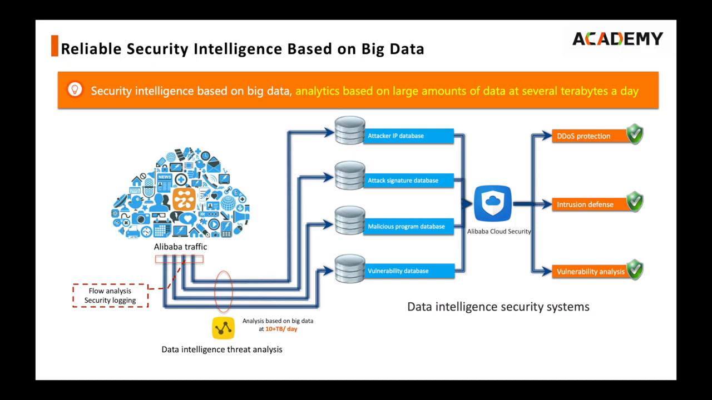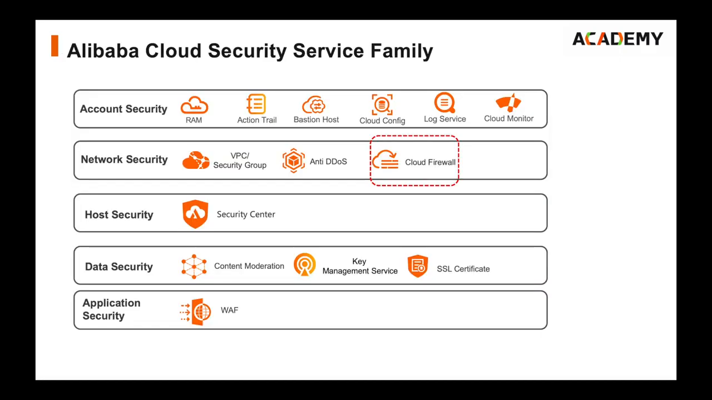So we're dealing with a huge volume here, and we take all that information and we use it to develop attacker IP blacklists, attack signatures, malicious programs, fingerprints, and lists of vulnerabilities, and then we feed that information into all of our security products, including anti-DDoS. So part of the benefit of using an anti-DDoS product from Alibaba Cloud is that we are basing the intelligence of that tool on actual attack traffic that we're analyzing every day. So the tool is constantly improving.